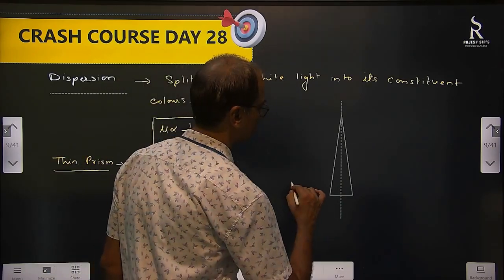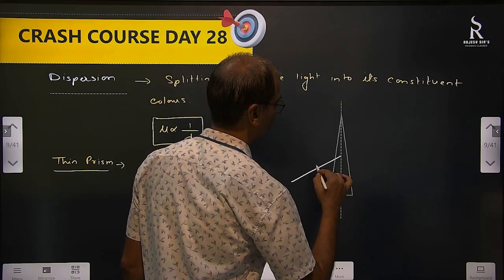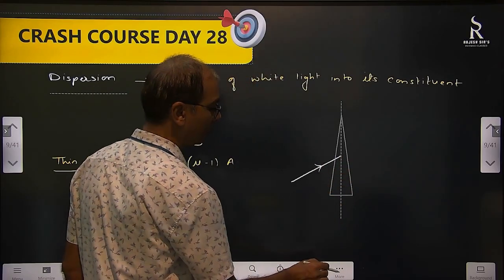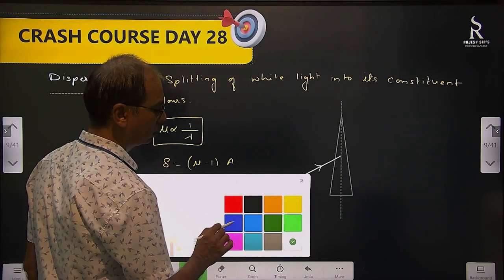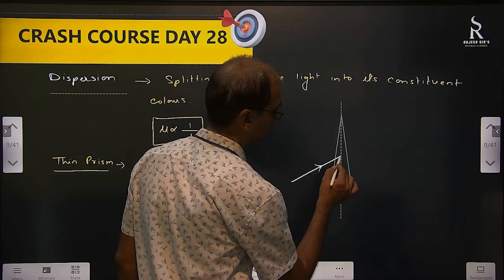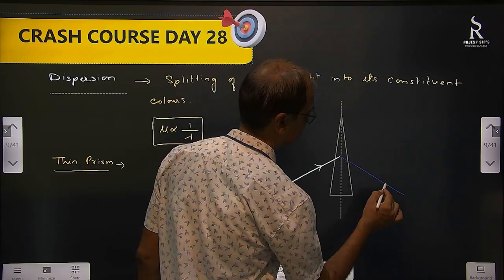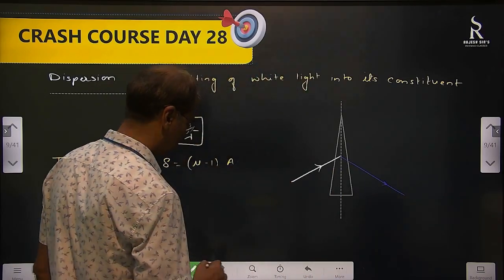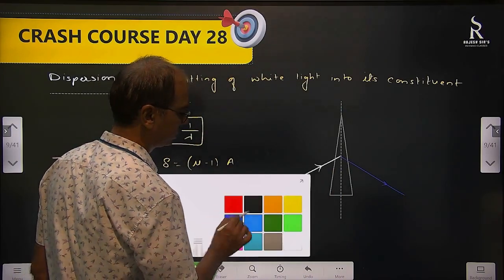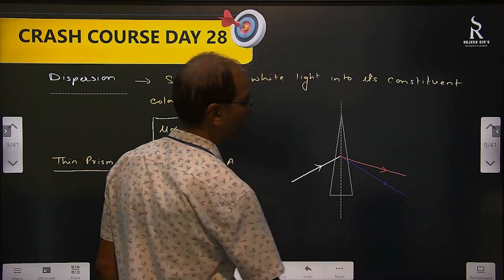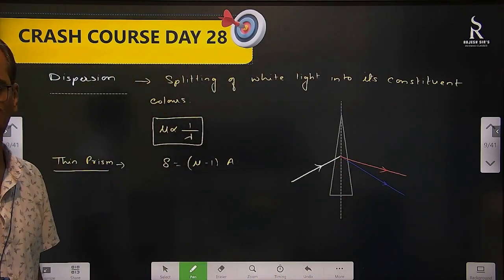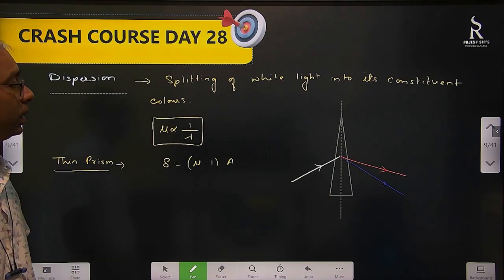So it's like this. This goes. Then what happens? Now, splitting of colors is going to happen. So I'm going to show you red and violet only. This is violet like this, and then it will be red. In between will be all the other colors.